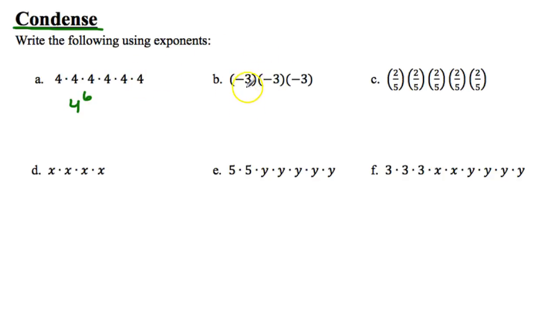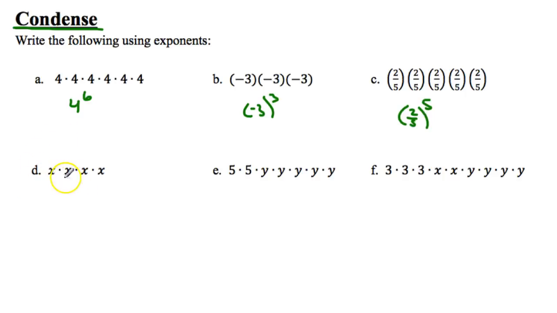Over here we have -3. That would be the base. How many times is it being multiplied by itself? 1, 2, 3. Bam. -3 to the third power. Over here we have 2/5 multiplied by itself. How many times? 1, 2, 3, 4, 5. So this will be 2/5 to the 5th power.